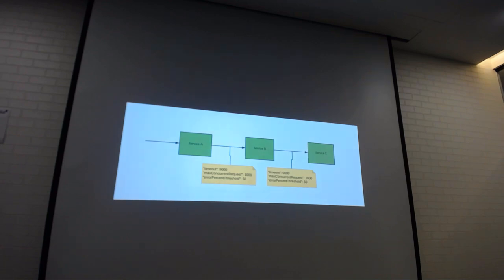Question about max concurrent requests. How does that work with auto-scaling? Is that like max concurrent requests per node? This max concurrent request is actually per the time window. It's not per node. Okay. Yeah, so if you scale up, you have to scale up your max concurrent requests. Yeah, that's right. Okay, so it's not a direct relationship.